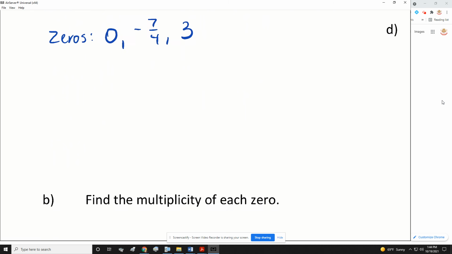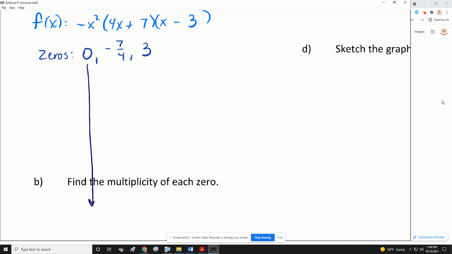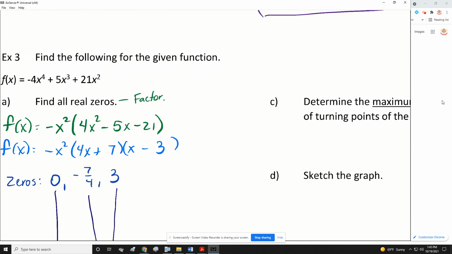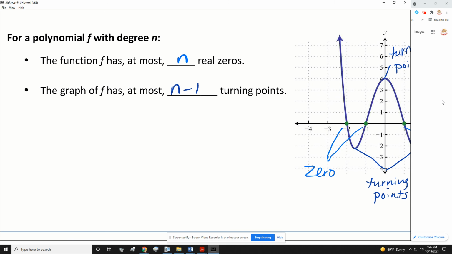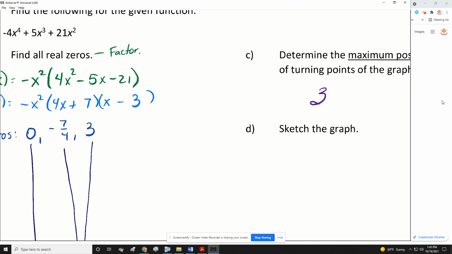Right. The next thing it asks us to find is the multiplicity of each of those zeros. So I gave you more room than you needed, but I'm just going to draw an arrow. All right, so the 0 came from this factor, which was being squared. So it's going to have a multiplicity of 2. The other two zeros were not repeated factors, so they're going to have a multiplicity of 1. Okay. And then determine the maximum possible number of turning points. So that's what we talked about on the front, where the number of possible turning points is 1 less than the degree. This one has a degree of 4, so the maximum number of turning points should be 3.